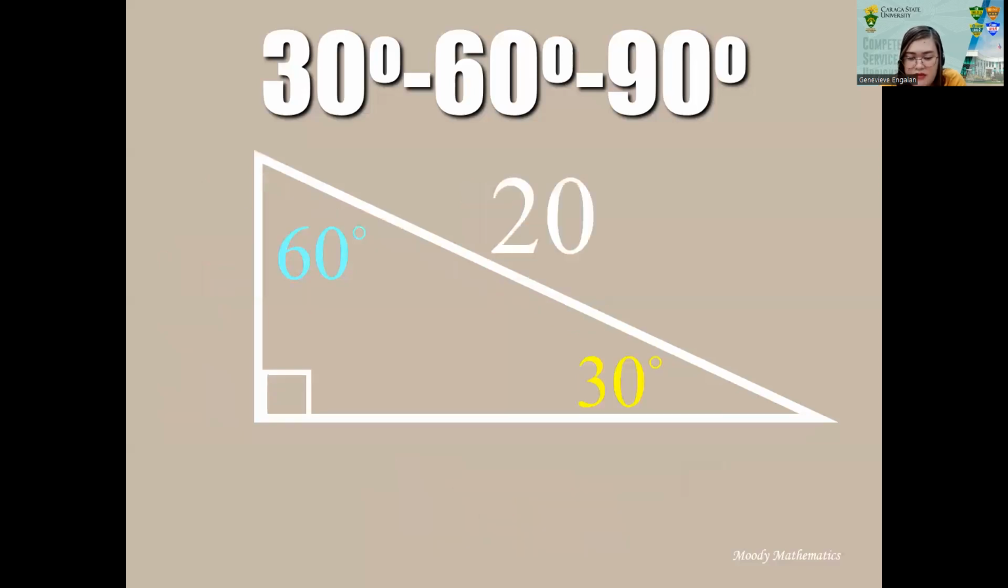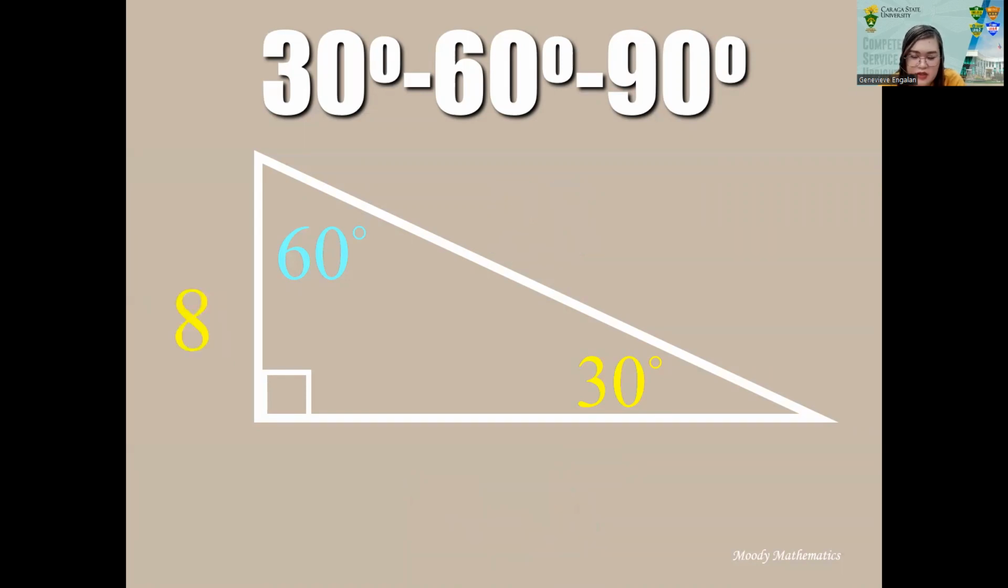So let's have an example. If this is 20, what is the measure of this shorter leg? 10. Okay, the measure of the longer leg, 10 square root of 3. So that's correct. Okay, so let's practice. If this is 28, our hypotenuse, what is the measure of the shorter leg? 14. Okay, the measure of the longer leg will be? 14 square root of 3. Okay, 14 square root of 3.